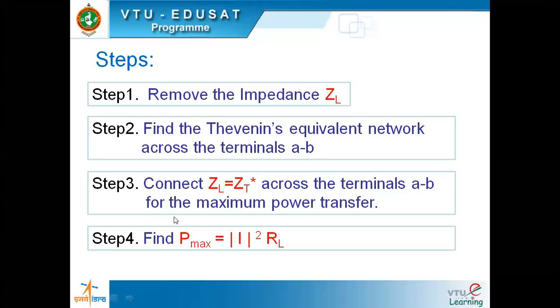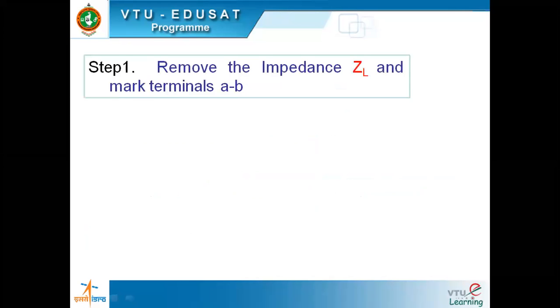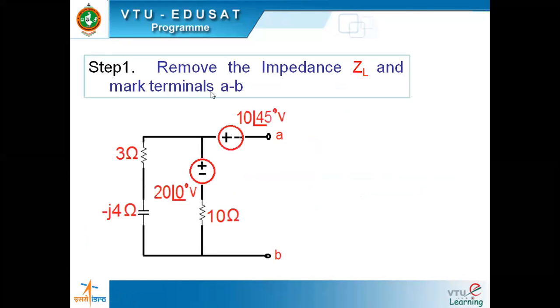Let's follow these steps. Remove the impedance ZL and mark terminals AB. We have removed this load ZL, and we have marked the open circuit terminals as AB. Across this AB, we need to find out the Thevenin's equivalent network. So this is partially a Thevenin's equivalent theorem. Let's find out the Thevenin's equivalent network.